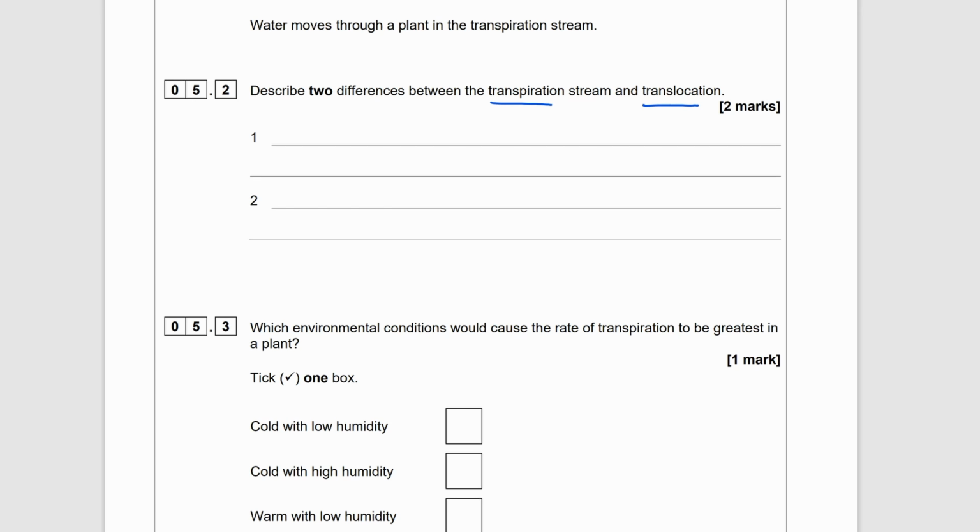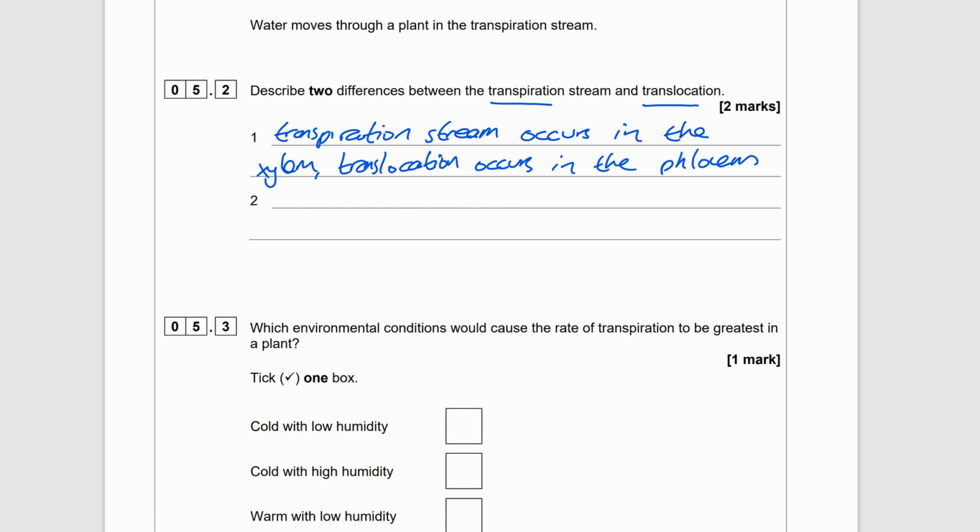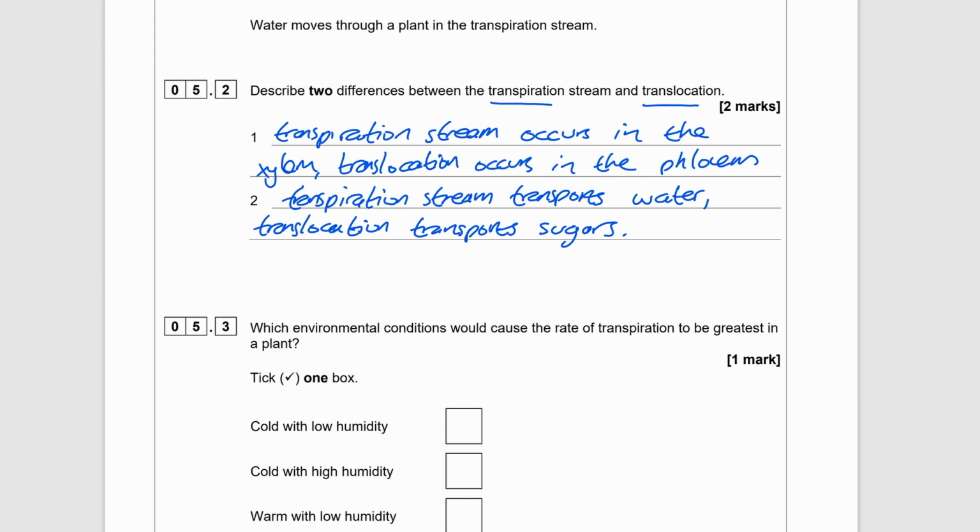So we need to say what transpiration has and what translocation differs to get 1 mark. So transpiration, where is it happening? Transpiration stream occurs in the xylem. Translocation occurs in the phloem. Number 2, we can talk about what is being transported, because they're both transport systems. So transpiration is transporting water. Translocation is transporting sugars.